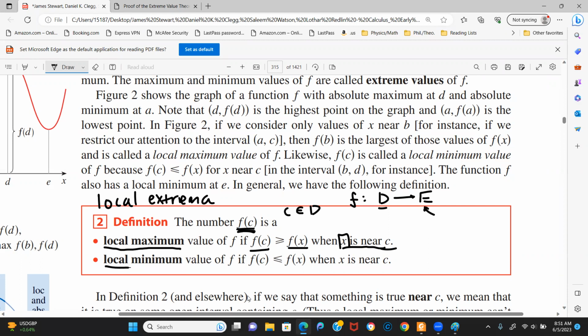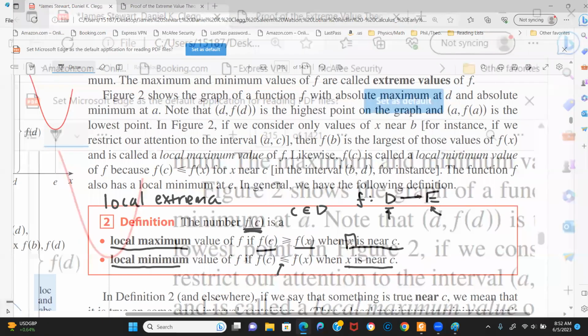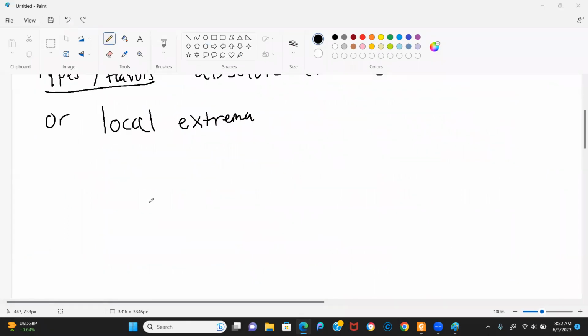A local minimum if the opposite inequality holds. And again, it's not for all x in the domain, but just x near c. So let me actually rephrase this slightly, just so you can connect this definition to some other ideas. There's actually an epsilon reformulation of local minimum. So here's a definition, or I should say local extrema. So, definition of local extrema.